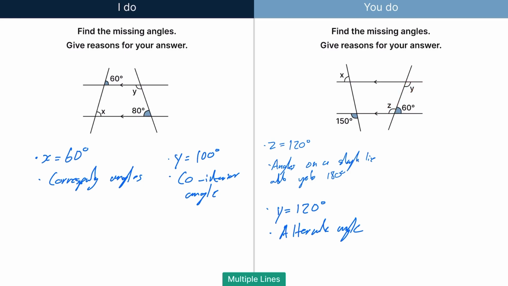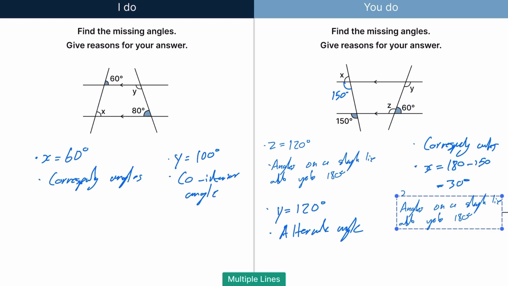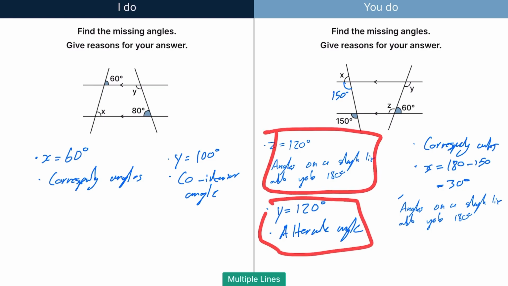And then finally we're left with x. Now to get x, I just need to know what this is really. So I can just say, well, actually this is going to be 150, and the reason for that is corresponding angles. And then we can say x is equal to 180 take away 150, which is equal to 30 degrees. And the reason for that is because angles on a straight line add up to 180. And hopefully you can also see how I've grouped this all together. So I've done z here, and then y there, and then x there.